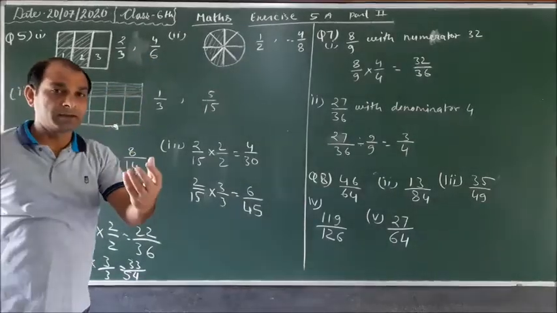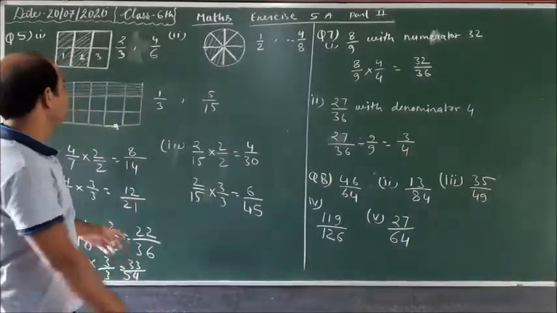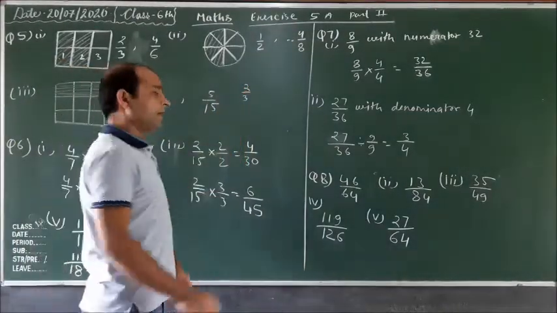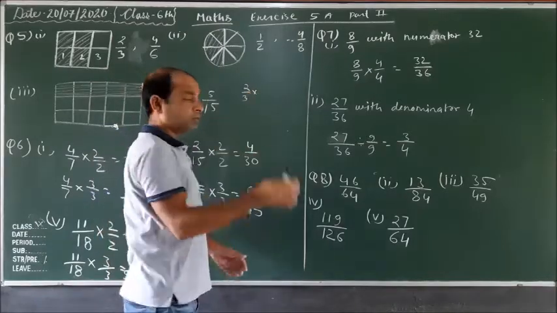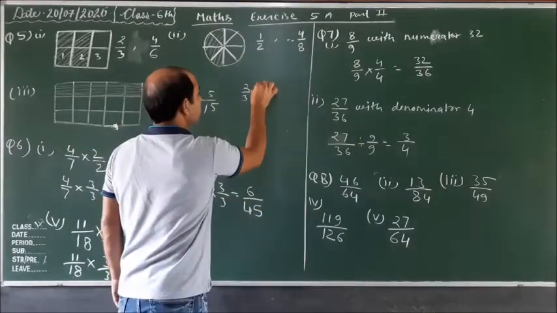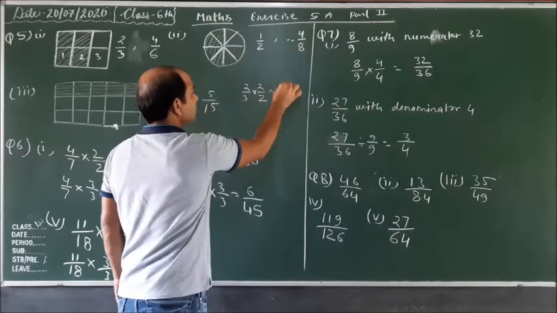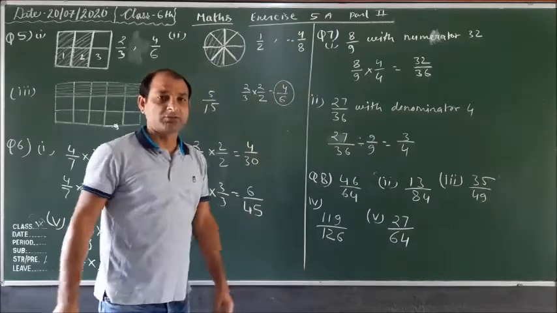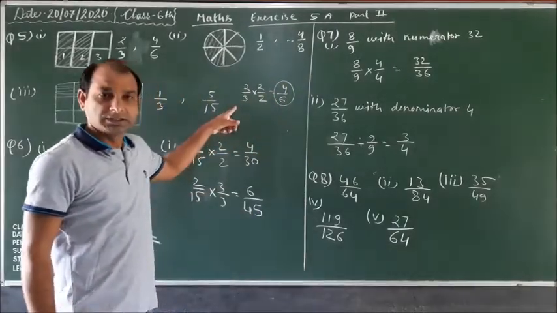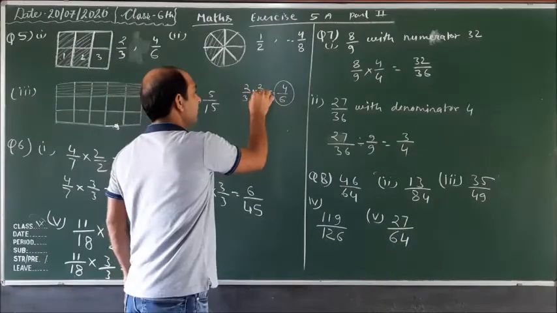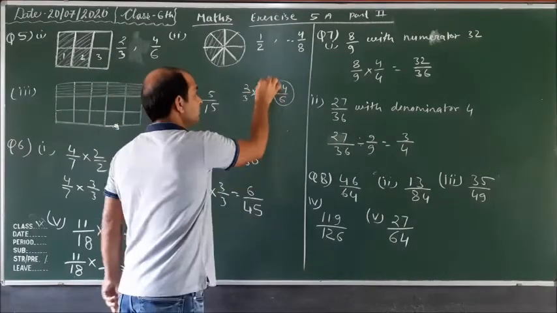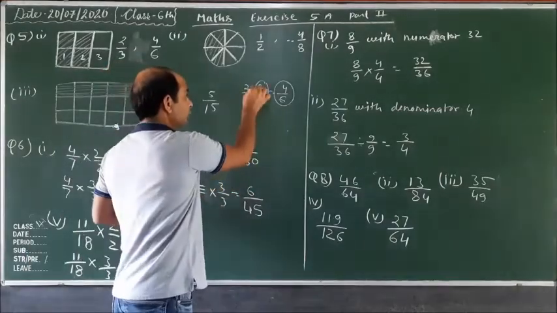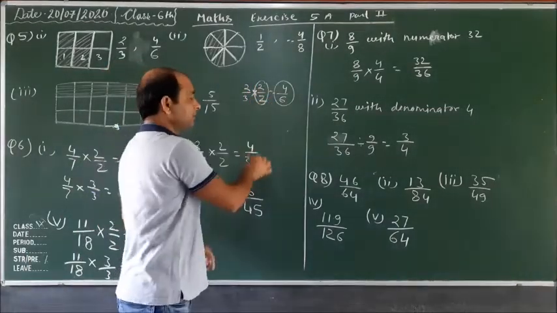How do we find the equivalent fraction? Suppose 2 upon 3. When we multiply the numerator and the denominator by the same number, suppose 2: 2 times 2 is 4, 3 times 2 is 6. So 4 upon 6 is the equivalent fraction of 2 upon 3, because we multiply the numerator and denominator by the same number.